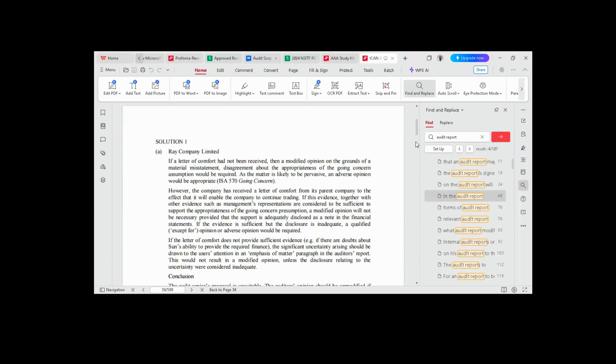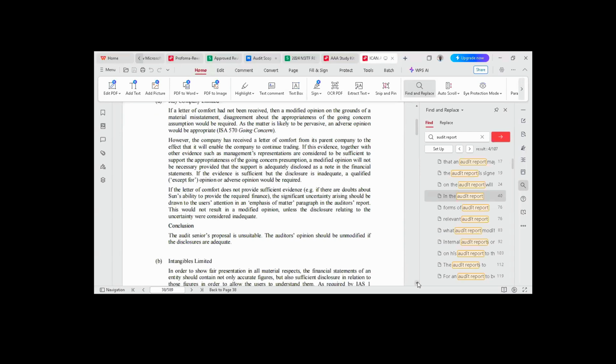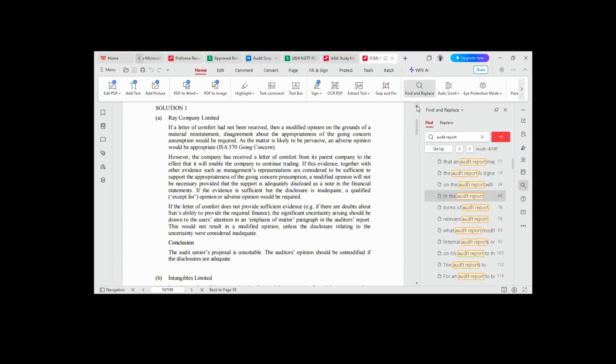Do you understand? So the conclusion here is the audit senior's proposal is unsuitable. The auditor's opinion should be unmodified if disclosures are what? Are adequate. So let's quickly go back. We'll not be able to treat everything. Let's understand this first one very well.